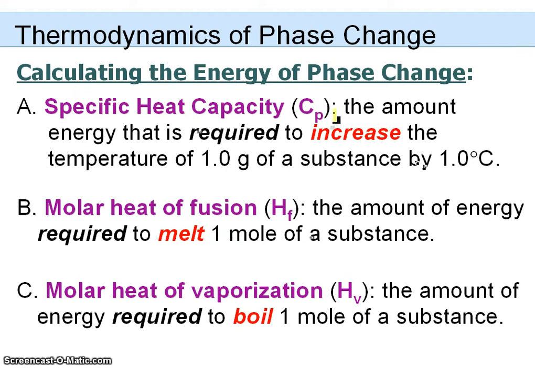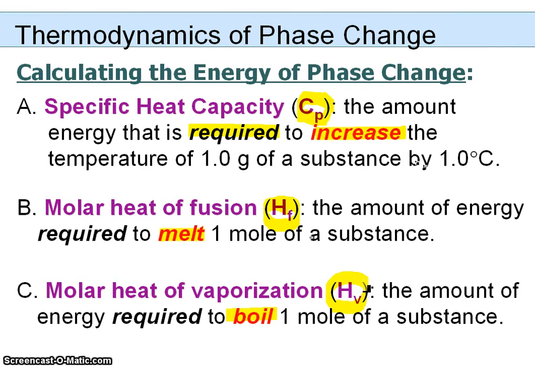The specific heat capacity, abbreviated as CP, is the amount of energy that's required to increase the temperature of 1 gram of a substance by 1 degree Celsius. If you wanted to decrease the temperature, that's the amount of energy that would be released. The molar heat of fusion, abbreviated as HF, is the amount of energy that's required to melt 1 mole of a substance. If you're looking at a different phase change where you are boiling, you're going to use a different value, which is the molar heat of vaporization, HV.